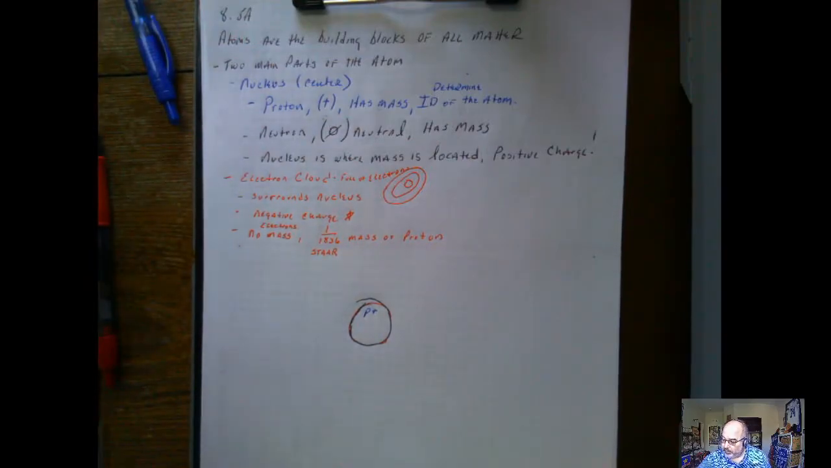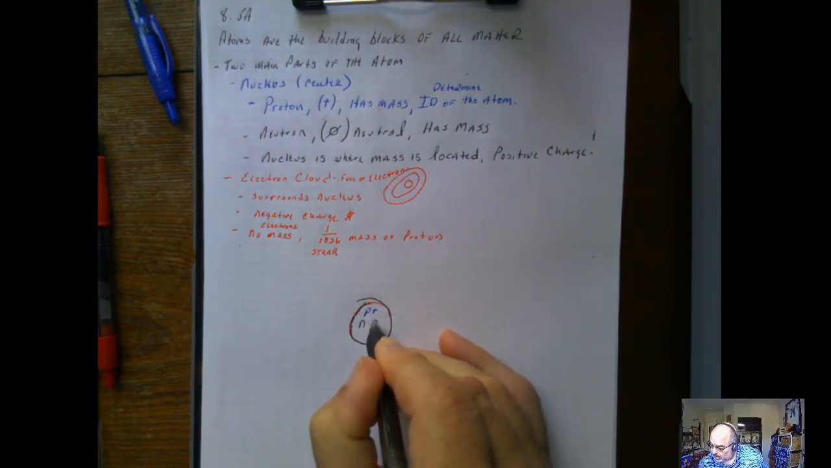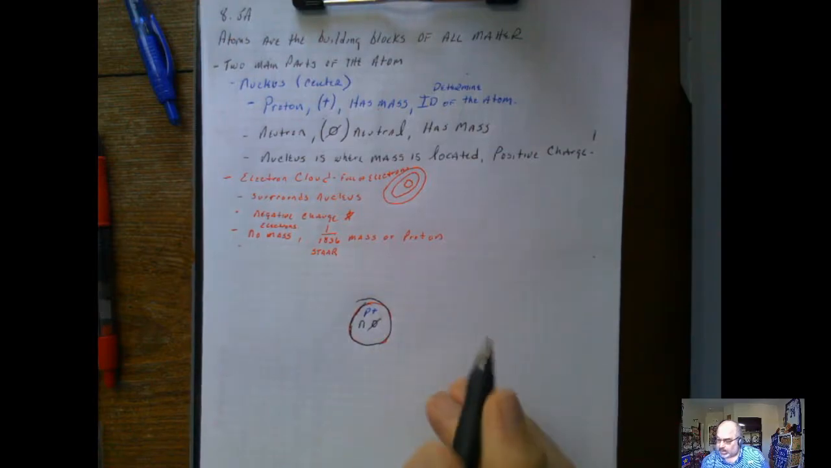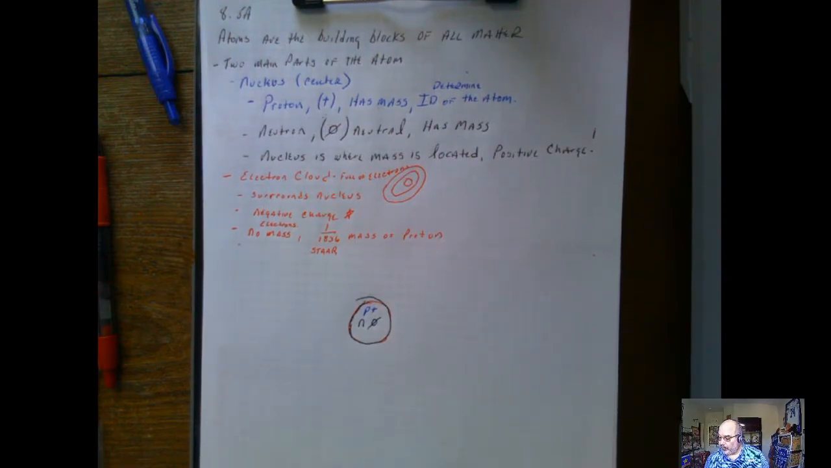We have the neutron. And remember, that's a circle with a line through it. That's a null symbol. It means nothing. Nothing's there. No mass is there. Okay?